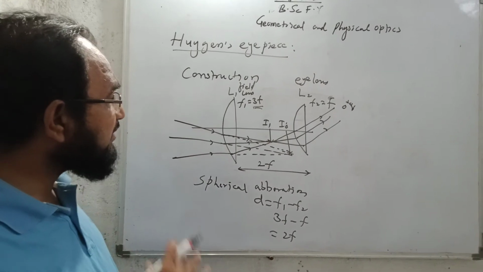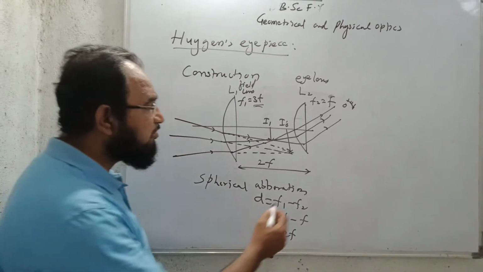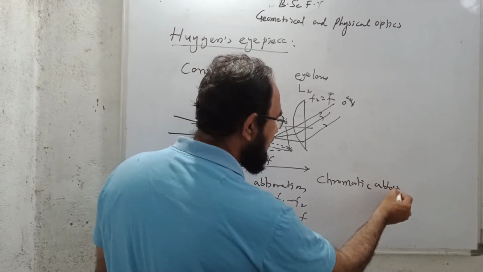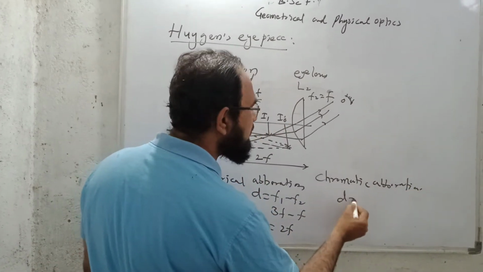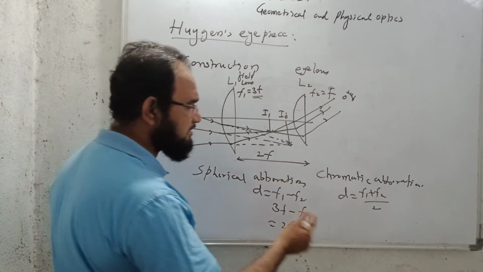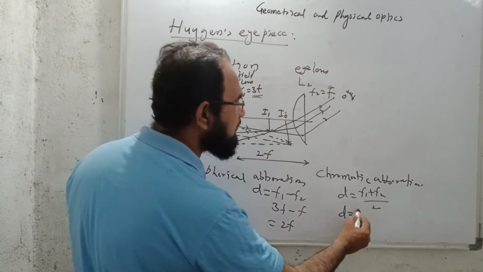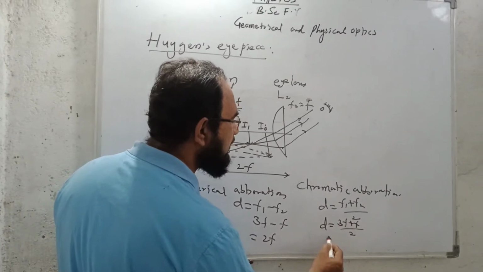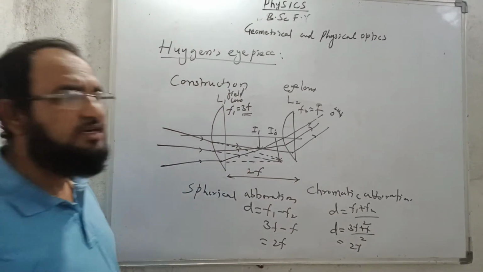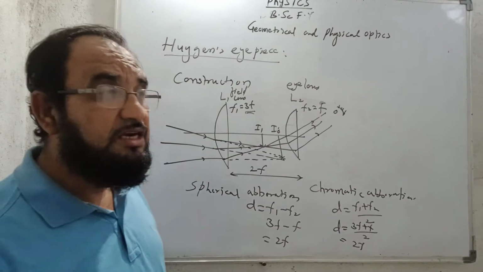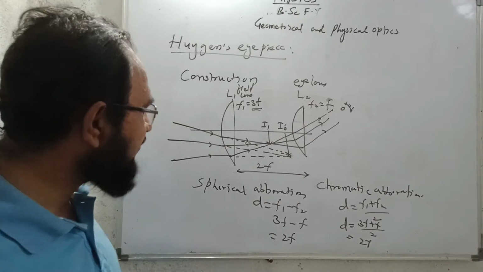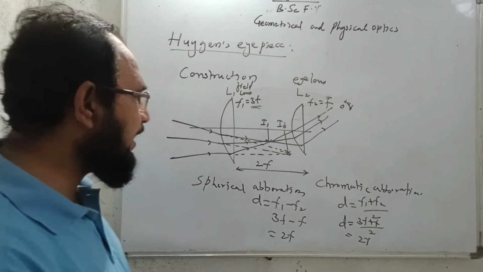For chromatic aberration, the condition is that D should be equal to (f1 plus f2) upon 2. D means the distance of separation between the two lenses. So D will be equal to (3f plus f) upon 2, that is 4f upon 2, equal to 2f. Here again the condition for chromatic aberration is satisfied. It means that this eyepiece is free from spherical aberration as well as chromatic aberration.